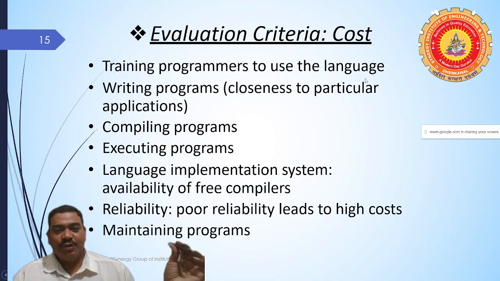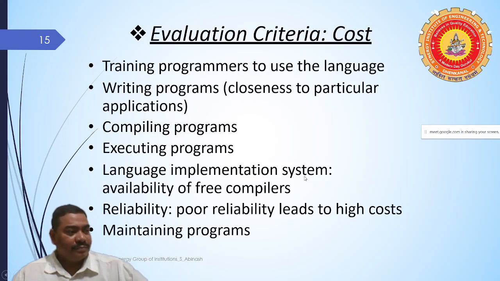Okay, training the programmers to use the language. So cost, right? So these are the cost of implementation. Training programmers to use the language, writing programs, closeness to a particular application, compiling programs, executing the programs, language implementation system, availability of free compilers, reliability, poor reliability leads to high cost, maintaining the program. So for all these steps here, cost is involved.